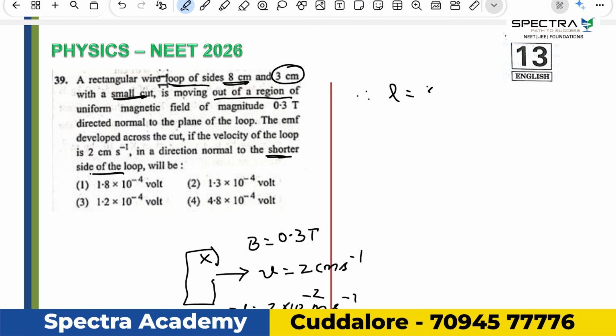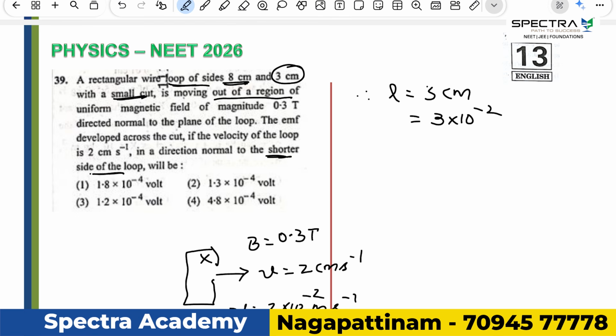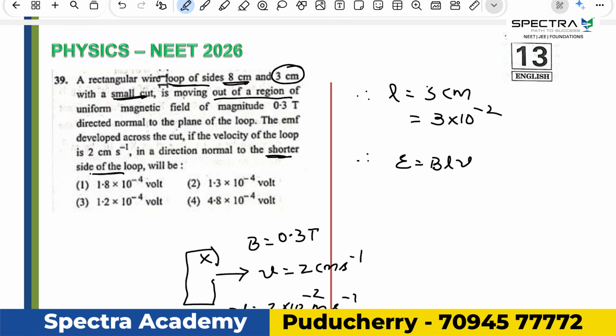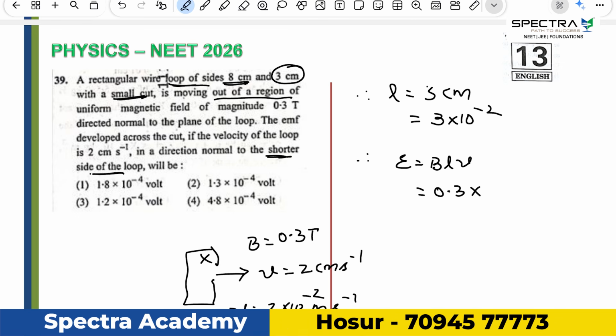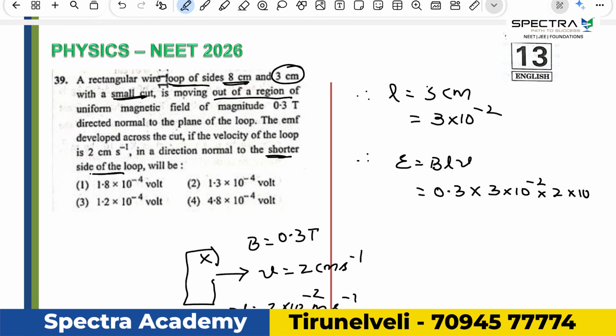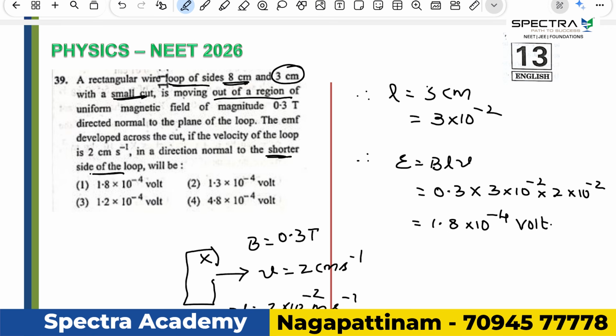Therefore, length will be equal to the shorter side, in the sense 3 centimeter, that is 3 into 10 power minus 2. Therefore, we can say the EMF induced E is equal to B into L into V. Substitute all the values here: 0.3 into L, which is 3 into 10 power minus 2, into the speed, 2 into 10 power minus 2. Whenever we do multiplication, we will get the answer as 1.8 into 10 to the power of minus 4 volt. Clear? I hope you are understanding. So with this I can go with option 1 as the right answer.